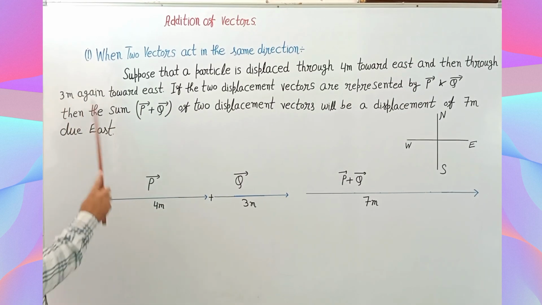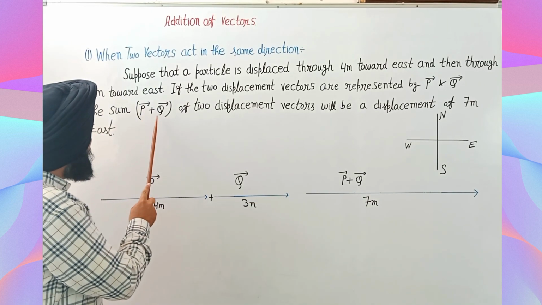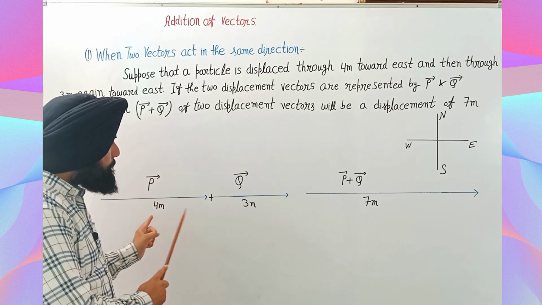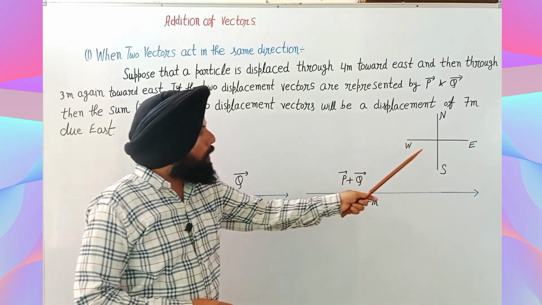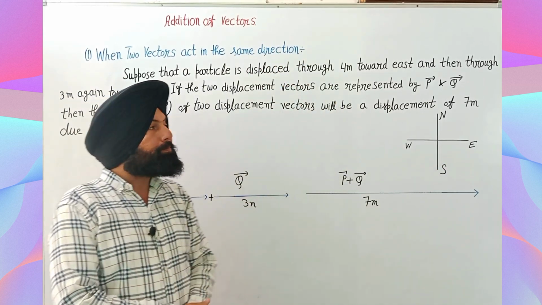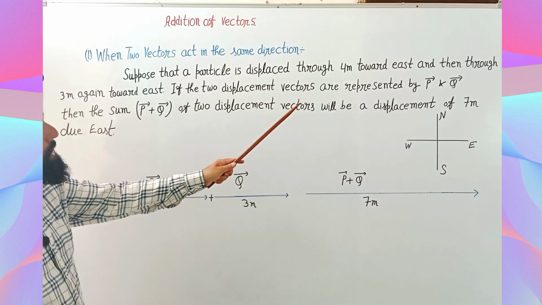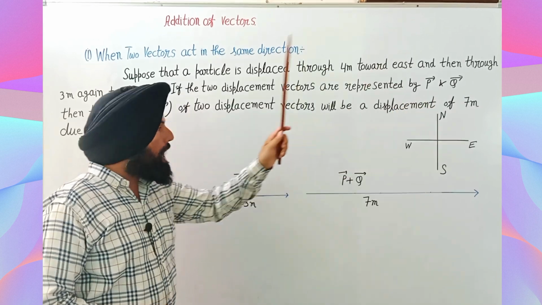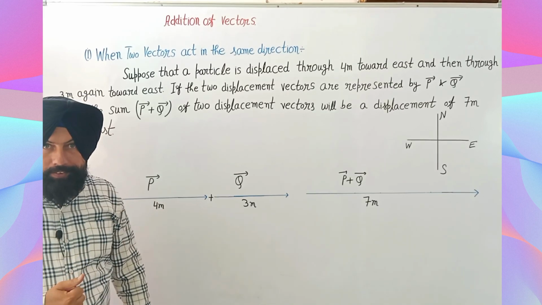Then the sum. What is the sum of these two vectors? That is P vector plus Q vector, means 4 plus 3 equal to 7 meter along east. Two displacement vectors will be a displacement of 7 meter due east, toward east.